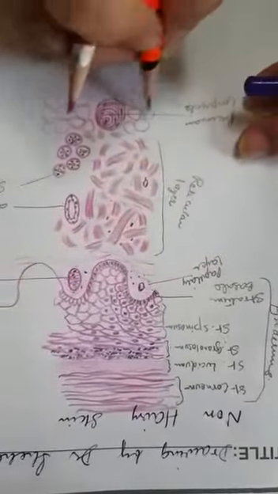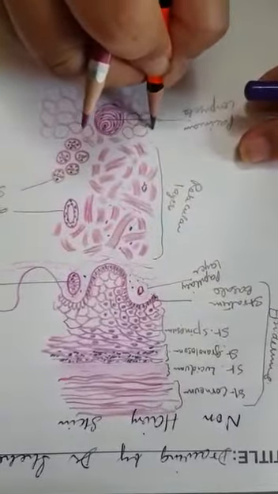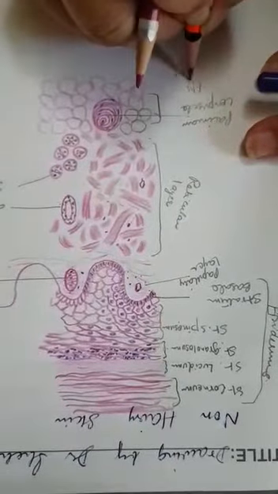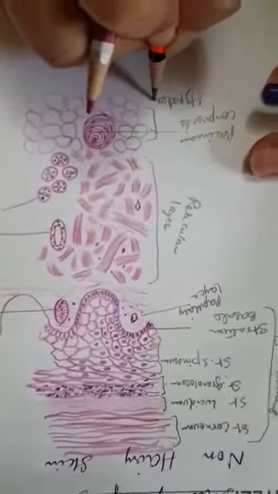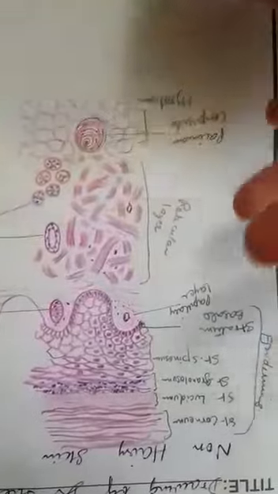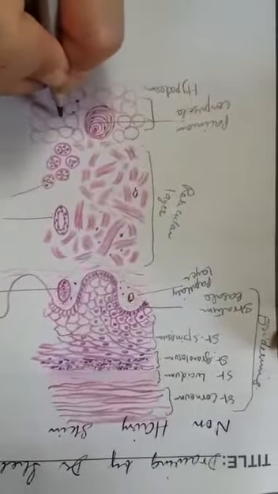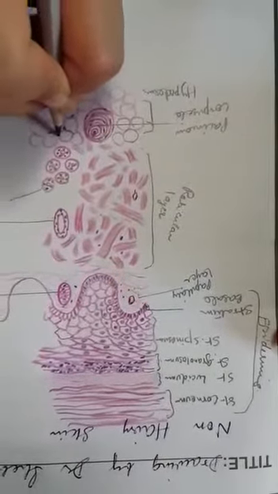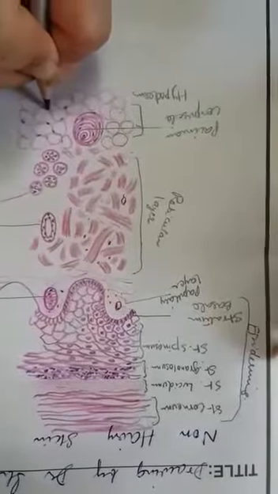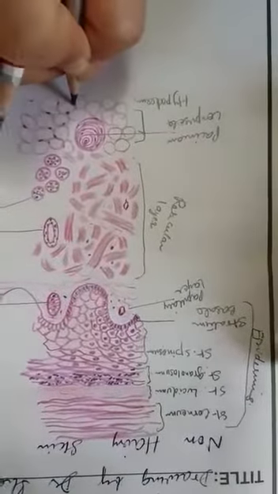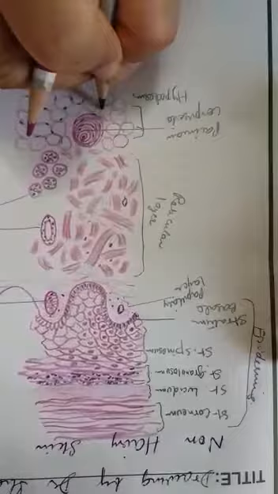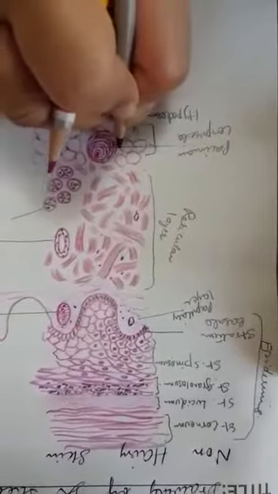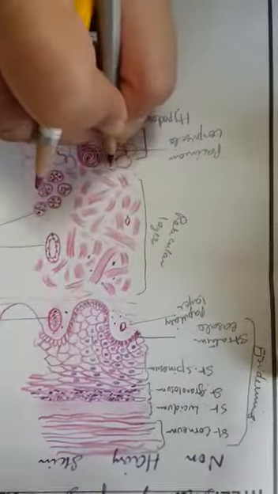So this is the hypodermis here, having fat cells here, and again your basic practical, you will just draw nuclei of fat cells in different directions.